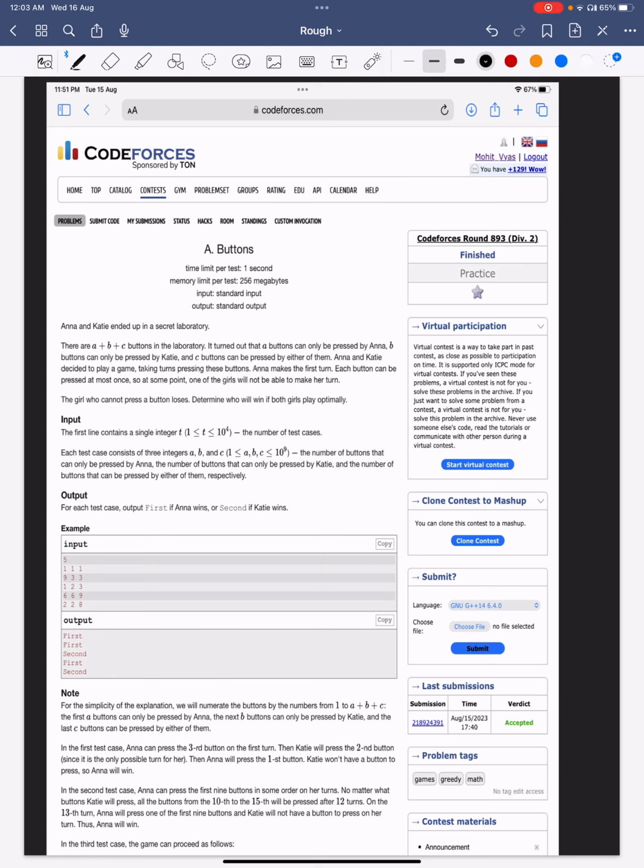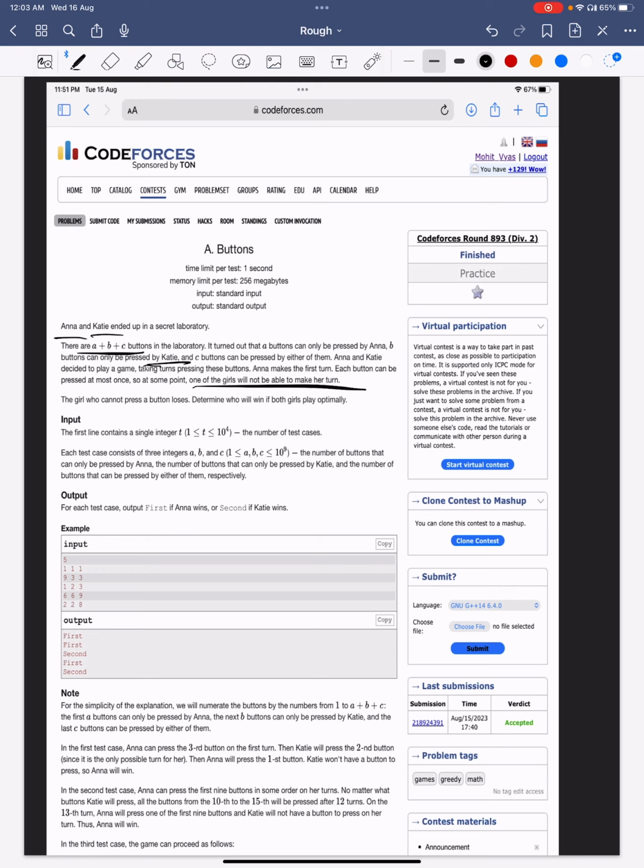So we are given that Anna and Katie ended up in a secret laboratory, and there are A plus B plus C number of buttons. It turned out that A buttons can only be pressed by Anna, B buttons can be pressed only by Katie, and C buttons can be pressed by either of them. Anna and Katie decided to play a game, taking turns pressing these buttons. Anna makes the first turn. Each button can be pressed at most once. At some point, one of the girls will not be able to make her turn, and the girl who is not able to press loses the game. Determine who will win between both the girls.